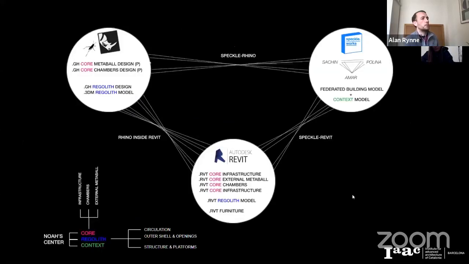So these are the three major software we used. For all the parametric elements, we used Rhino and Grasshopper. For infrastructure and creating the external metaball chambers and the furniture, we used Revit. And Speckle was majorly used to send data amongst ourselves and to communicate with the other groups inside the colony.